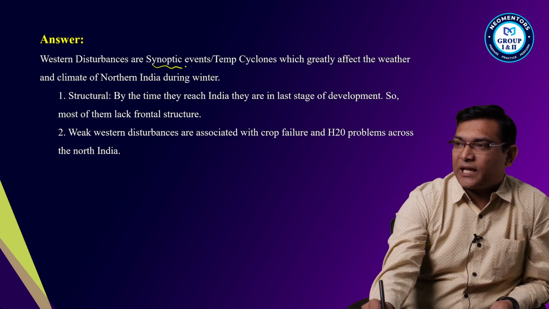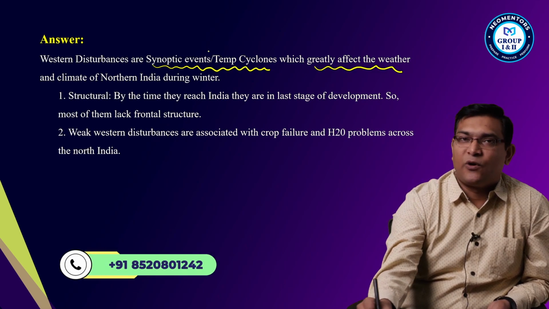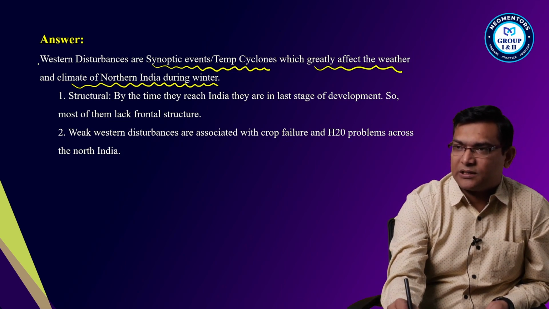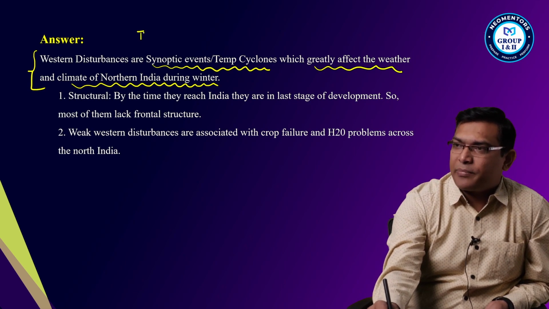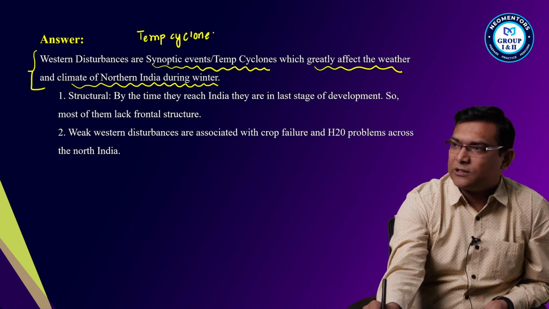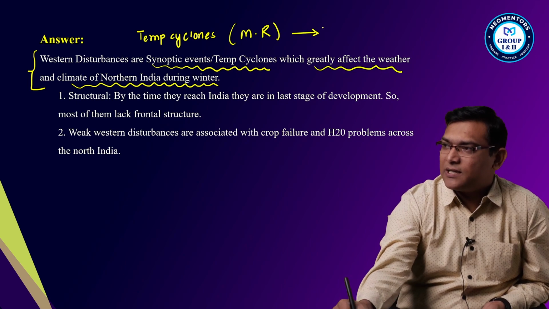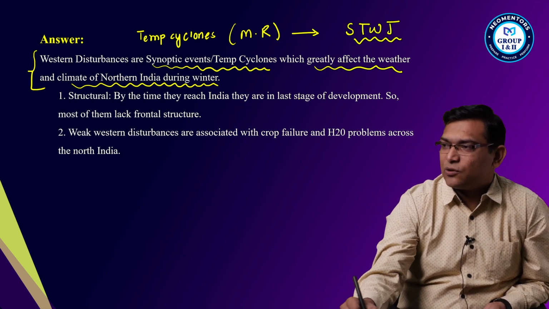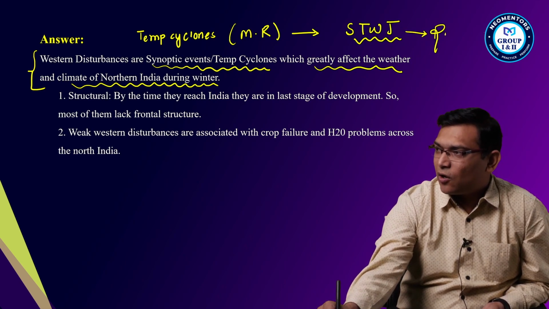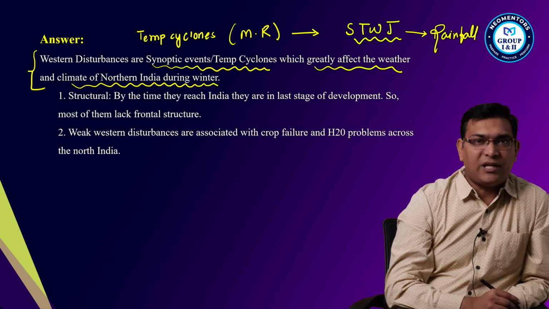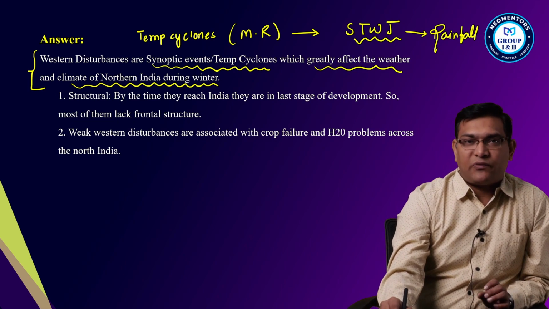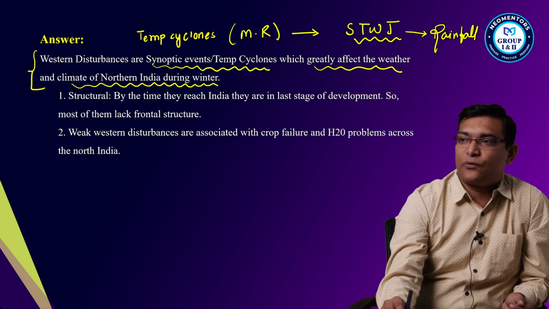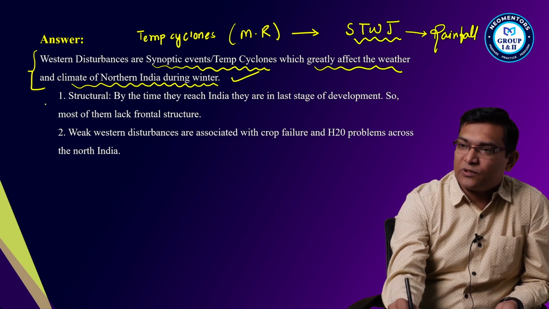Western disturbances are a synoptic event or temperate cyclones which greatly affect the weather and climate of North India during the winter. See, this is the introduction part. These temperate cyclones, which are formed in the Mediterranean region, are dragged by subtropical westerly jet streams. These jet streams bring relief or rainfall in the northern part of India. So see how the introduction should be: what are western disturbances? Western disturbances are temperate cyclones which greatly affect the weather and climate of North India during the winter season. Okay, now this is the introduction part.